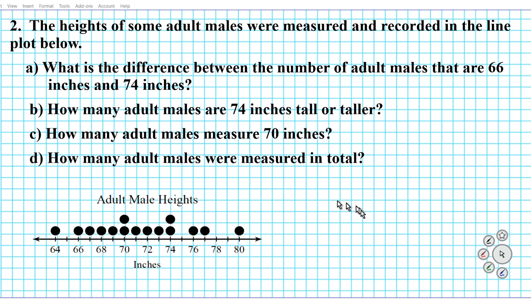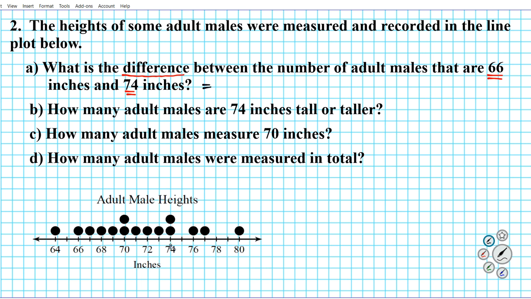All right, so it says, what is the difference between the number of adult males that are 66 inches and 74 inches? All right, so we are doing something similar to what we did in 1C. We're looking for the difference between two data points. So 66 and 74. So number of males that measure 74 minus number of males that measure 66. That will be our answer.